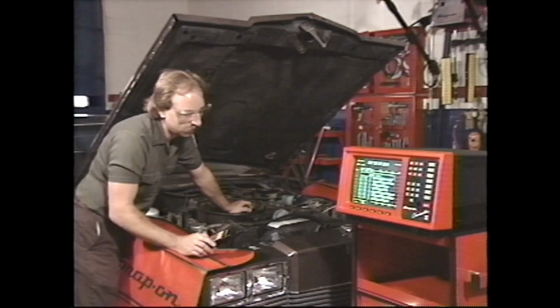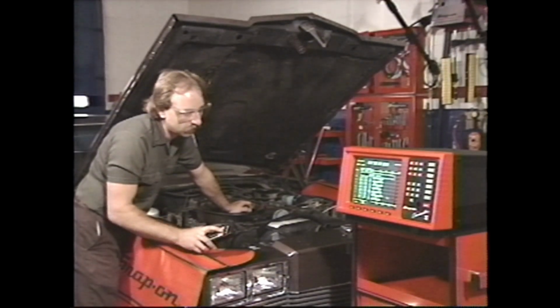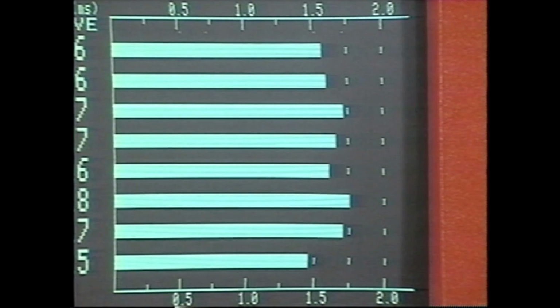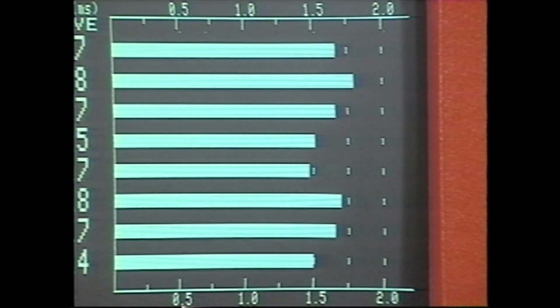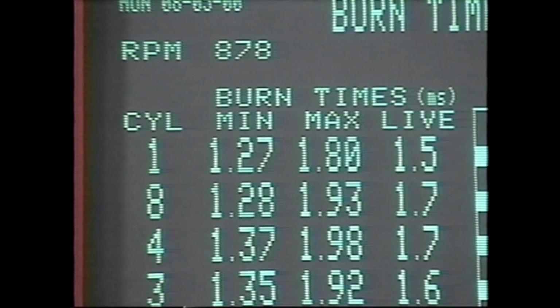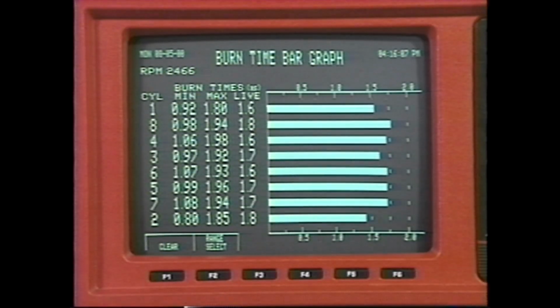The burn time bar graph allows you to monitor the spark duration time, or burn time, for each cylinder. Spark burn time is the length of time, in milliseconds, that a spark arc is sustained between the electrodes of a spark plug. This is the same information that you see in the spark line section of the secondary waveform. Live burn times are displayed in graphic form, and minimum, maximum, and live burn times are given as numeric values. RPM is also displayed, so you can see how the burn times respond to changing operating conditions.